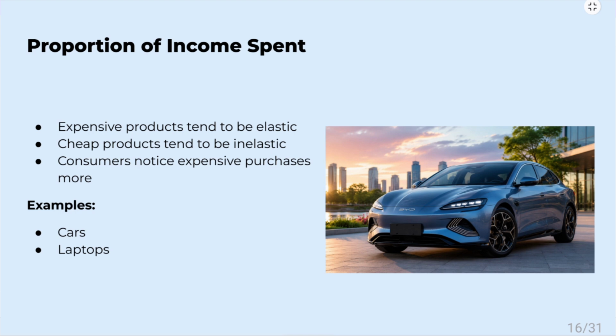Products that take a large proportion of income usually have elastic demand because consumers pay close attention to their prices. For example, consumers carefully compare prices when buying cars or laptops because these products are expensive. Even a small price difference may influence their decision. However, for cheap products such as chewing gum or pencils, consumers usually do not react strongly to price changes.